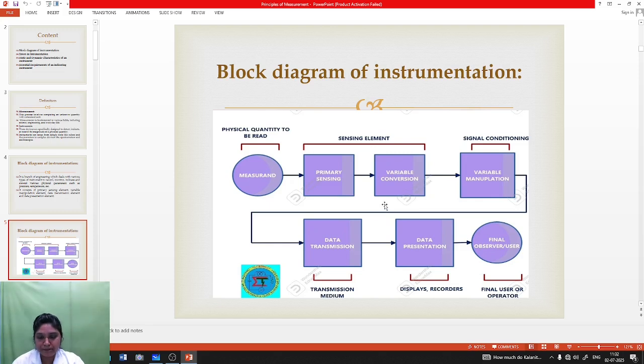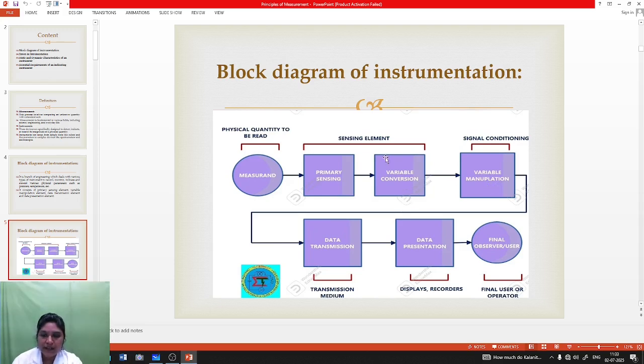For example, if the measurement system is digital and the output is in analog form, we should convert it to digital form. In this variable conversion, we convert the analog to digital using an analog to digital converter, so we are able to obtain the digital form.